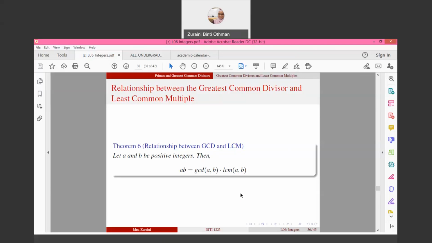Okay, so now the relationship between these two numbers ialah apa? Okay. The relationship between these two numbers ialah GCD kali dengan LCM. So kita dapat dua number ni.